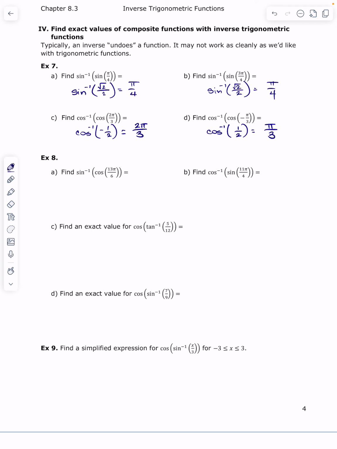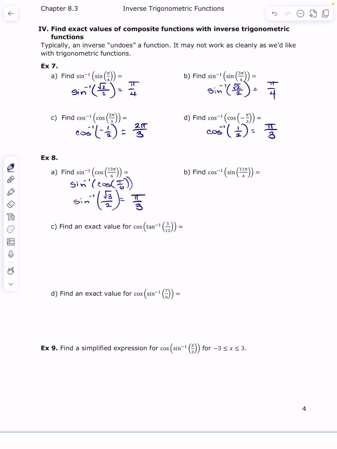Okay. Example 8, just a little more involved. I got the sine of the cosine of 13 pi over 6. First thing I'm going to do is rewrite that as the cosine of pi over 6. Cosine of pi over 6 is square root of 3 over 2. So now I'm looking for totally different things. Now I want the inverse sine of square root of 3 over 2. And that's actually the angle pi over 3.